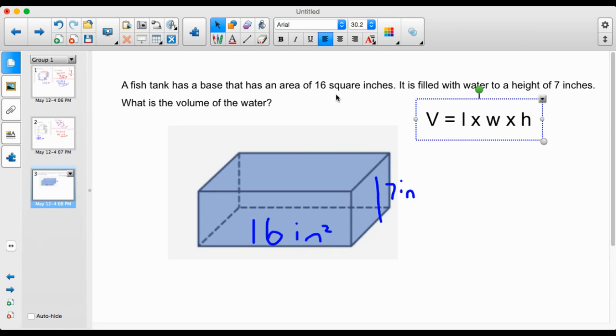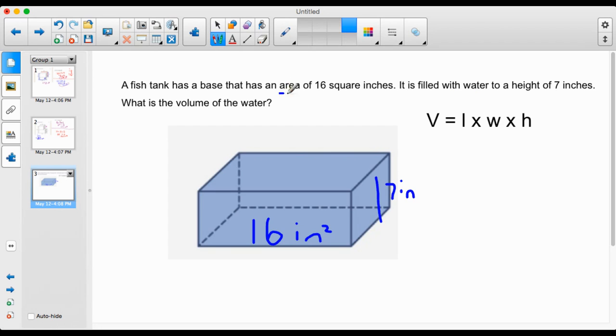But if you remember, when you hear the words area or square inches, that takes care of our length times width because area is always length times width. So I'm just going to plug in my 16 right there. And I'm going to say times 7 because 7 is my height.